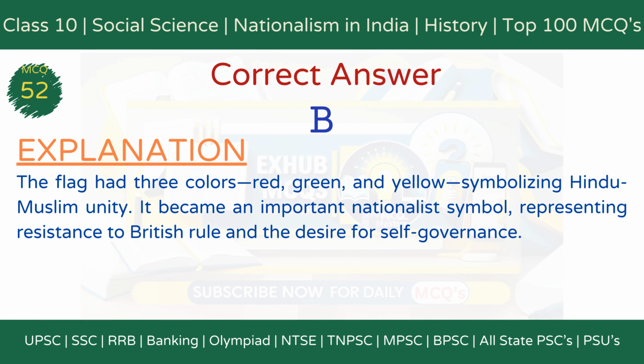The correct answer is option B. It represented Hindu-Muslim unity and self-rule. Explanation. The flag had three colors, red, green, and yellow, symbolizing Hindu-Muslim unity. It became an important nationalist symbol, representing resistance to British rule and the desire for self-governance.